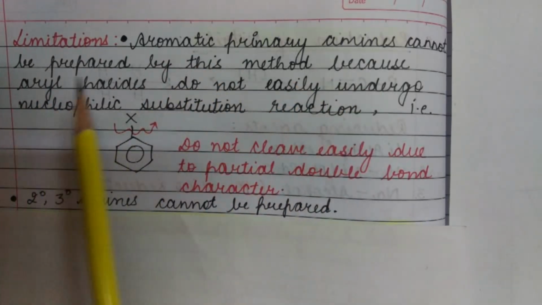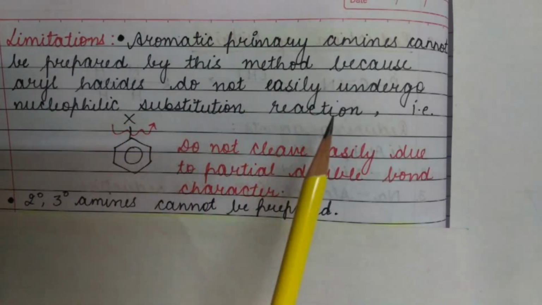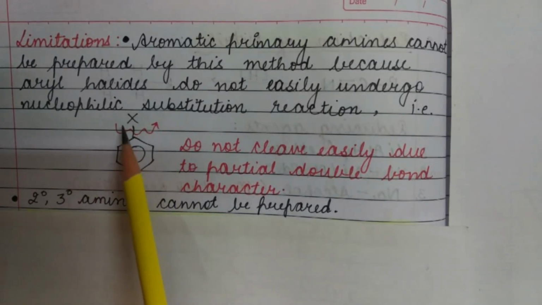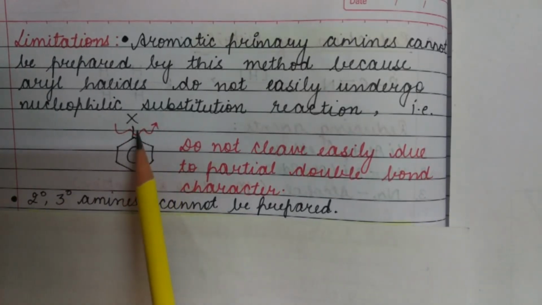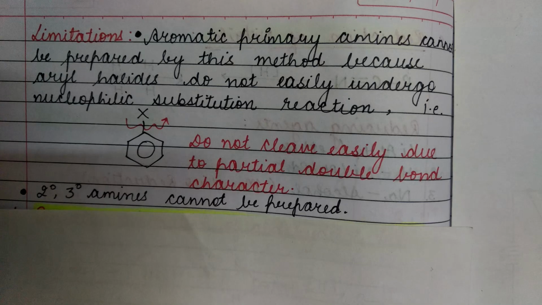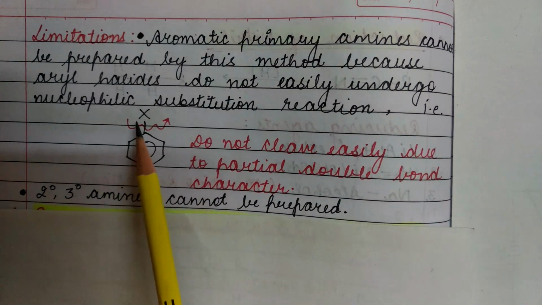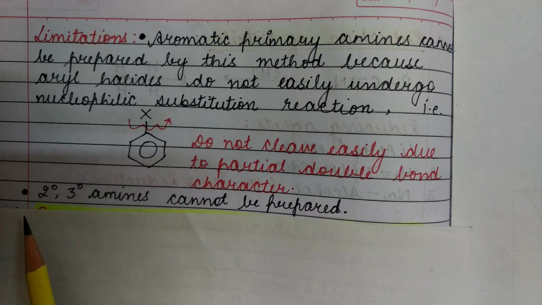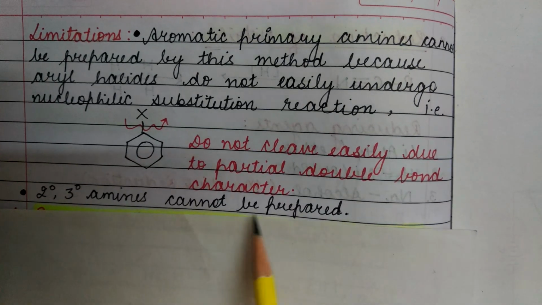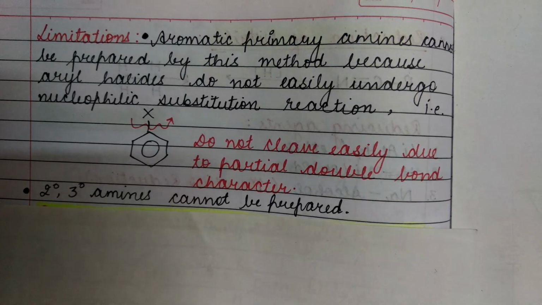Because aryl halides do not undergo nucleophilic substitution reaction very easily. This means that this halide group does not break from this benzene ring very easily. It does not leave easily due to partial double bond character in this. Also 2 degree and 3 degree, that is secondary and tertiary amines, cannot be prepared by this method because they prefer elimination more than substitution.